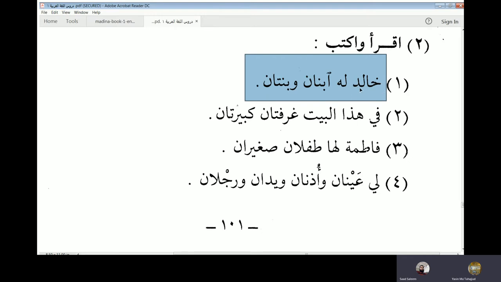And that's Khalid. You have a sister. Khalid has, oh, Khalid has, okay. Khalid has a son and a daughter. Two sons. Oh, two sons, Alif. Noon means Masna. Good. Okay. So Khalid has two sons and two daughters. Good.